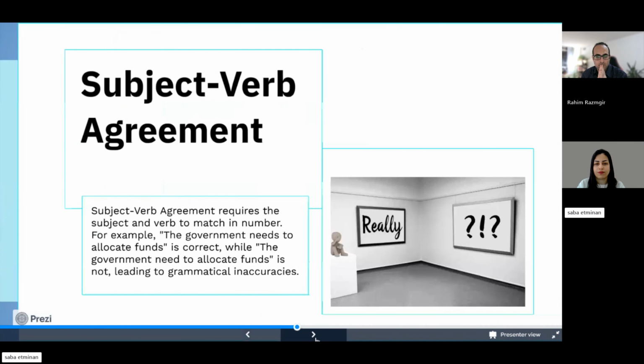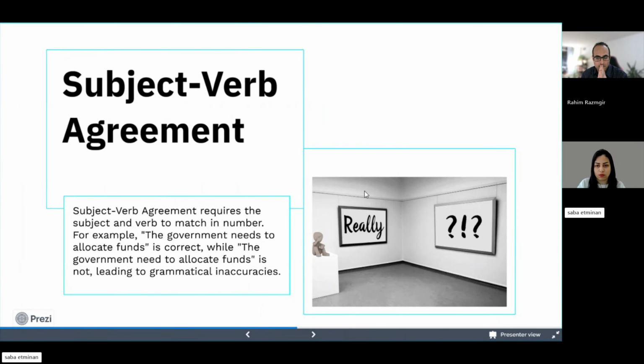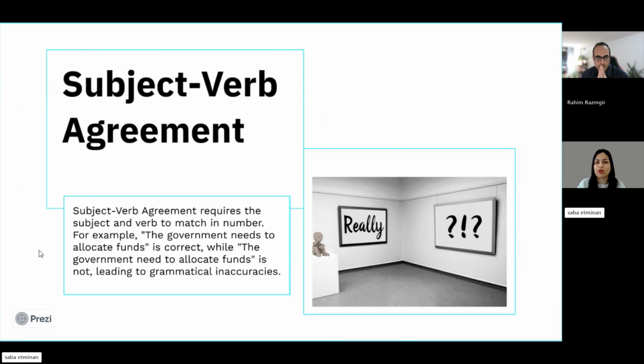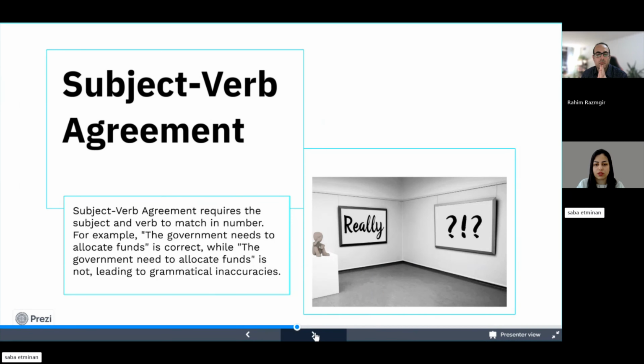Okay. And subject-verb agreement. What do we mean by that? This is also one of the most important key factors here: subject-verb agreement requires the subject and verb to match in number. For example, the government needs to allocate funds is correct, while the government need to allocate funds is not, leading to grammatical inaccuracies. We see lots of these in the writings of students when we are working on this. It's very important.